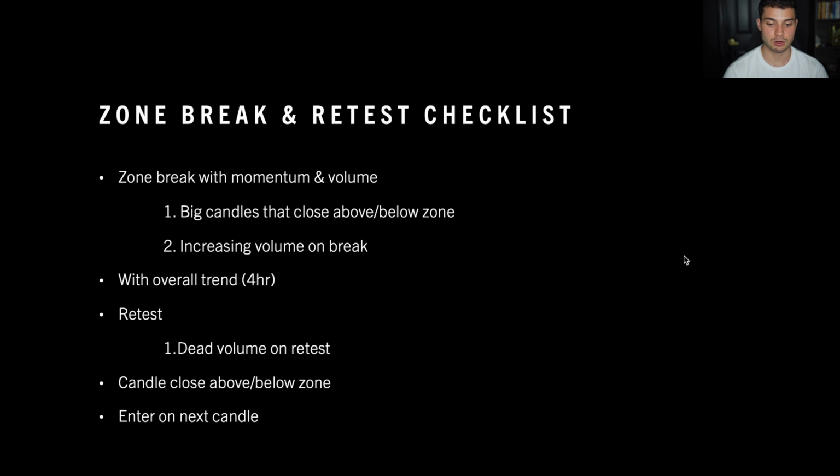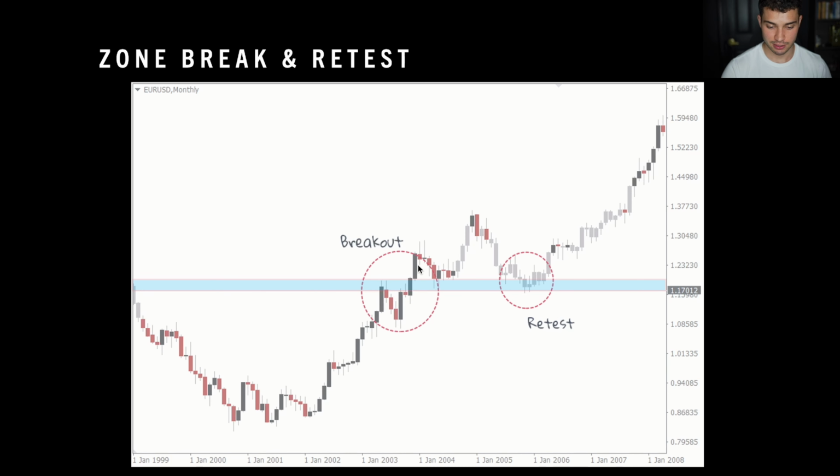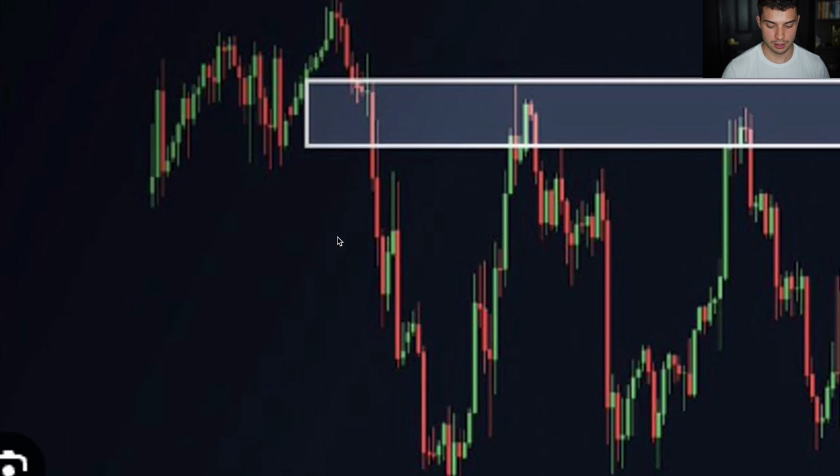So zone break and retest checklist. So zone break with big momentum and volume. Did it have big candles that close above or below the zone depending on the trend? Yes, it broke with big momentum and big volume on an uptrend, all right? Big green candle here too. That's good. And then on this one, broke. Big break here with big volume, big candles.